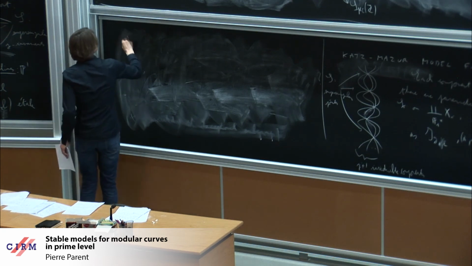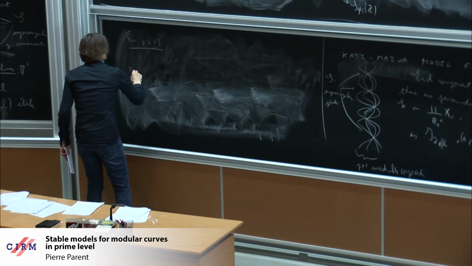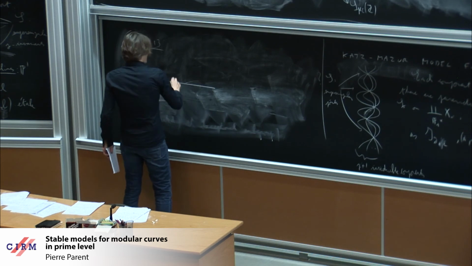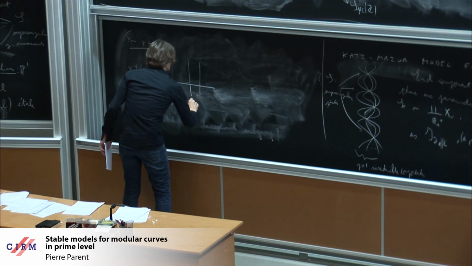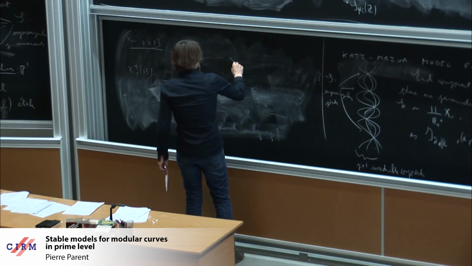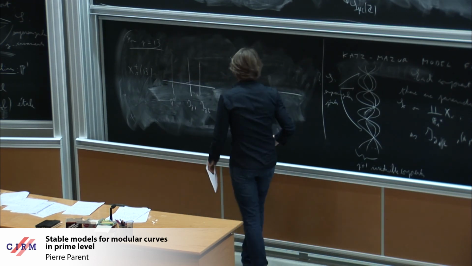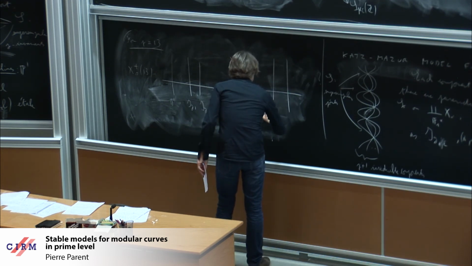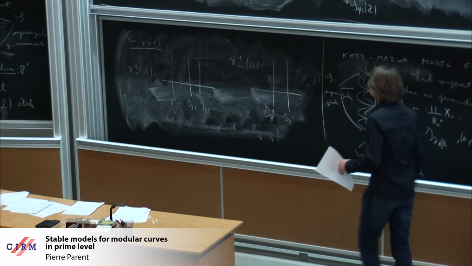So for p equals 13, here we have X split plus p of 13. In my case, it is just one horizontal component, one P1 and two Igusa components. And for the X non-split plus of 13, we have one horizontal component and two Igusa components, or quotient of Igusa.